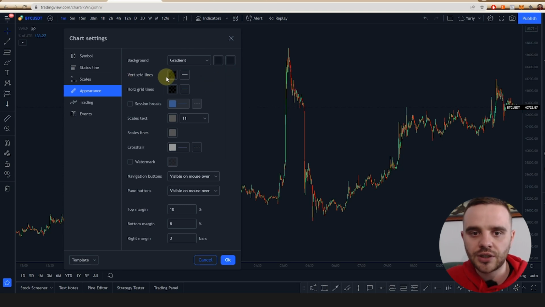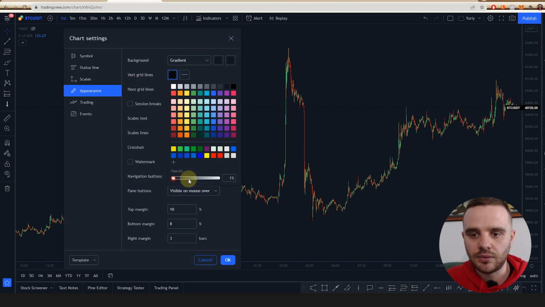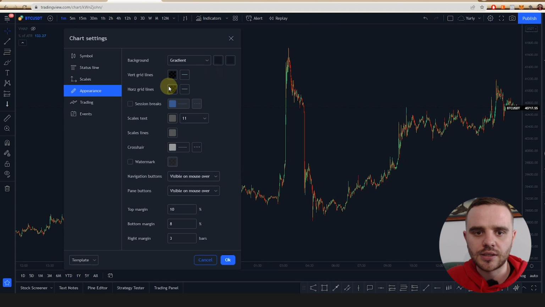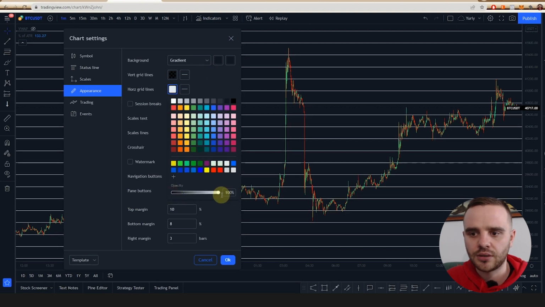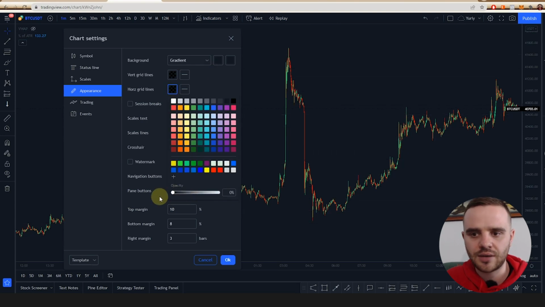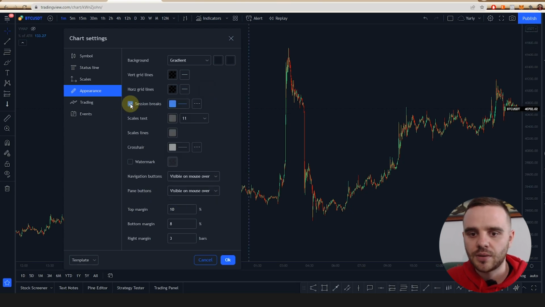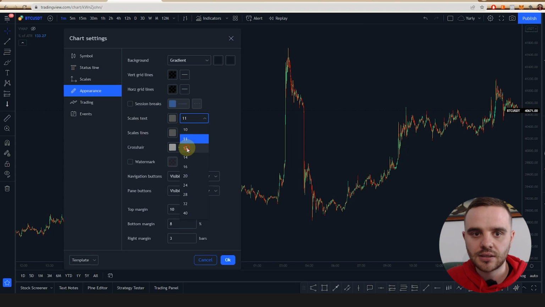Grid, a vertical grid. Some people like to use a vertical grid. You may see it something like this. I don't like it. That's the reason why I set it to 0. The same about the horizontal grid. I don't like this stuff. That's why I put it to 0. Session breaks. You can add it, but I personally don't use it. Scale text.